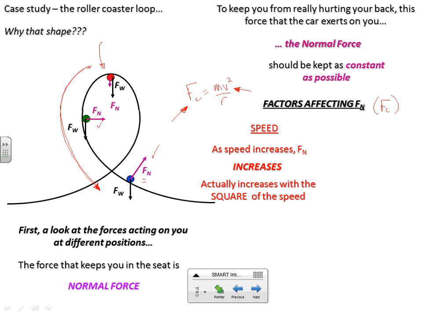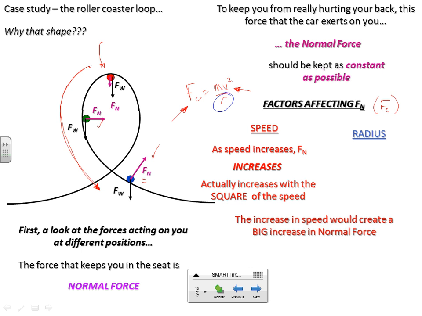Oh, yeah, right, there it is. Sure, there it is, right? There's that quadratic relationship. So how do we counteract that? Because your speed definitely might increase by a factor of 2, but we can't have that normal force increasing by a factor of 4. So what do we do? Well, we change this. We change radius.